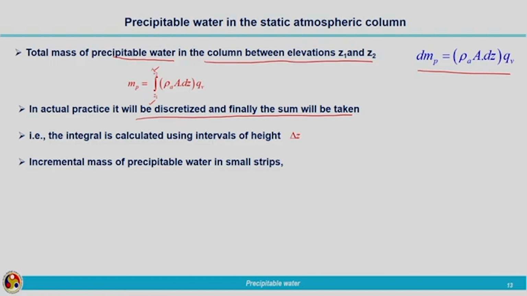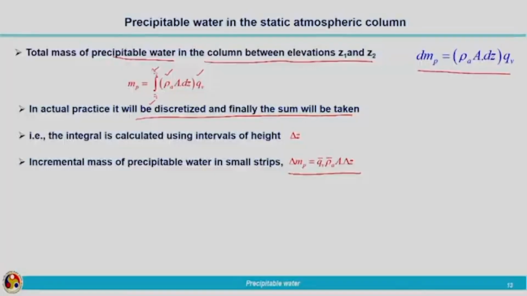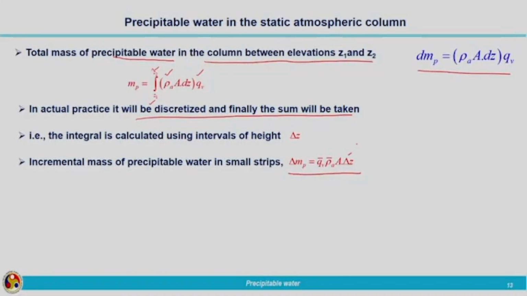So, the incremental mass of precipitable water in the strips, instead of MP, is now delta MP. Delta MP can be calculated as QV bar times rho A bar times delta Z. Here rho A bar is the average value of rho A between Z1 and Z2, and in a similar way QV bar is the average value of QV between Z1 and Z2, and delta Z is Z2 minus Z1, that is what is written here.